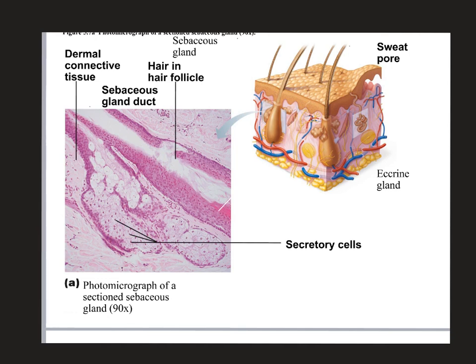Okay, so here's the sebaceous gland. So here's the duct of the hair follicle, right? And we have this sebaceous gland here. And so now the duct of the sebaceous gland is right there. So this cell secretes sebum, which then is emptied in there and then released onto the surface of the hair follicle.